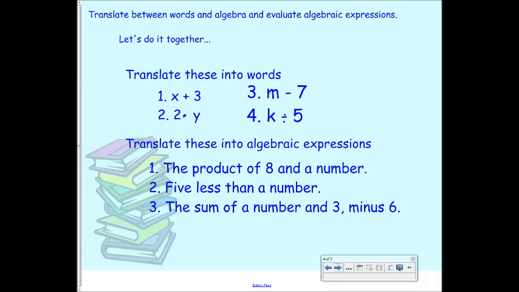number 2? 2 times y. The product of 2 and y, good. 2y, good. Could you say y times 2? Yes. Technically this is not y times 2, this is 2 times y, but does the order matter in multiplication? No. So if you said that, I'm not going to mark you wrong.